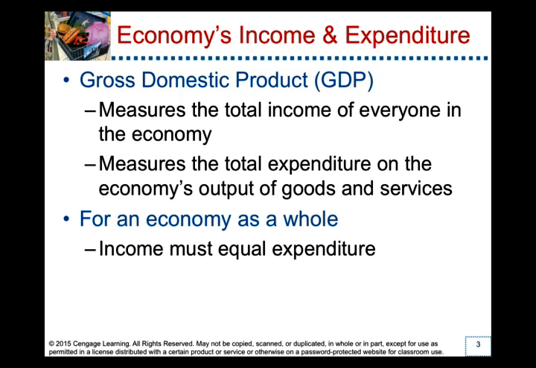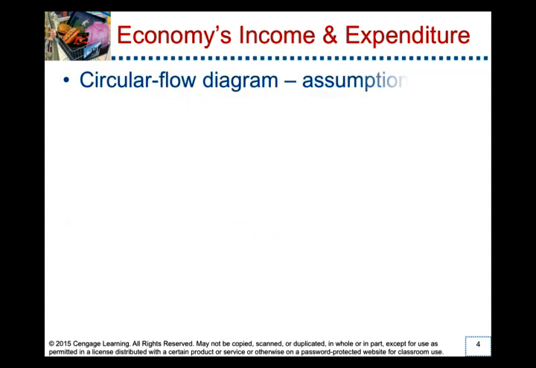So for the economy as a whole, as we just discussed, you can calculate GDP through the income method or through the expenditure method. So income must be equal to expenditure. No matter which method you are using, income should be equal to expenditure for the economy as a whole. One of the reasons why income must be equal to expenditure is something we learned in the circular flow diagram.